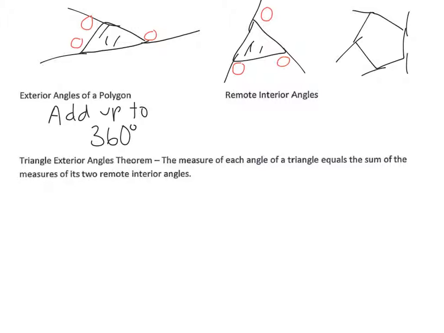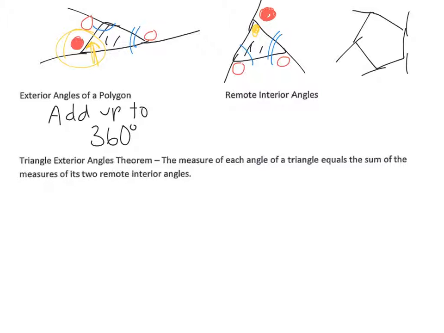Remote interior angles are, if you have this exterior angle right here on the triangle, the interior angles that are non-adjacent to that angle. So these two blue ones would be the remote interior angles. If I'm talking about this triangle over here, the remote non-adjacent interior angles would be these two angles right here. So it's basically not this angle right here, because this would be supplementary. It's the other two angles.